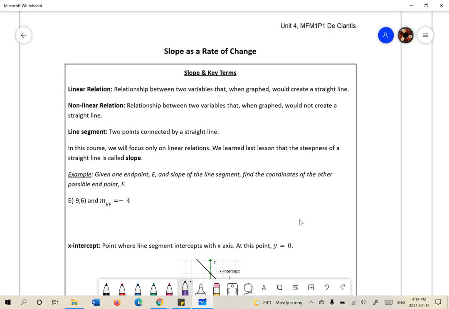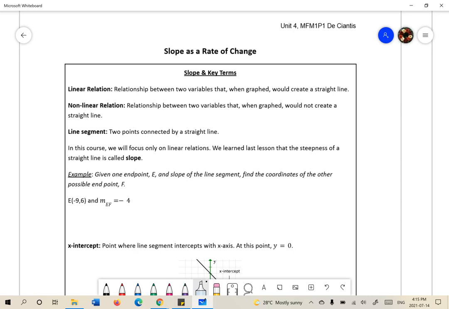Today's lesson is on a continuation of slope, looking at slope in a different way. We're going to begin by looking at slope as a rate of change. In the second half of this lesson, we're going to be looking at slope as first differences.